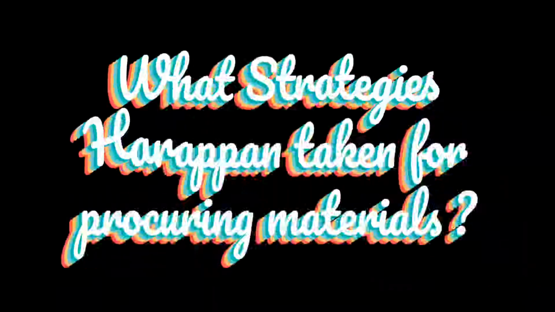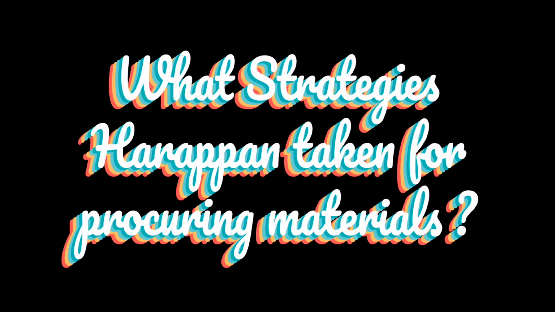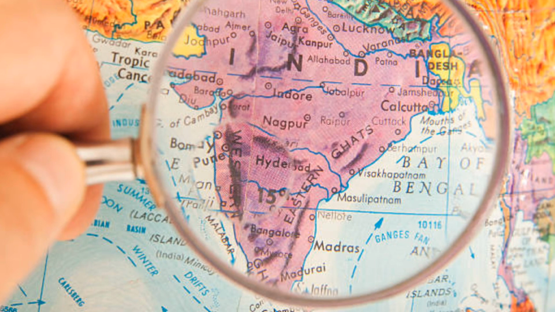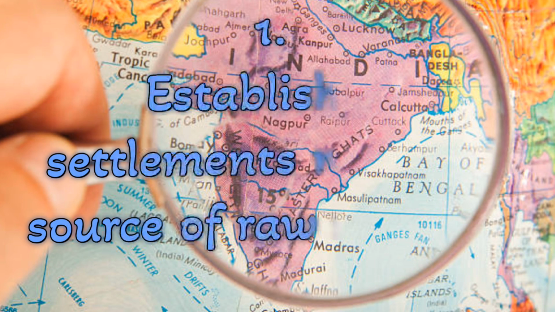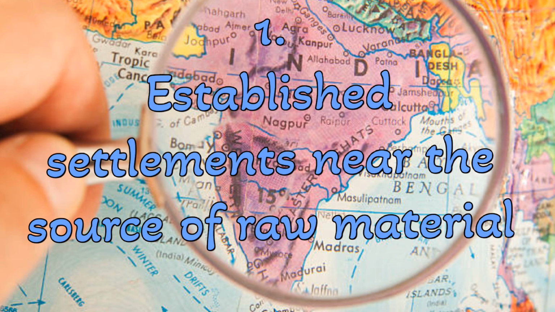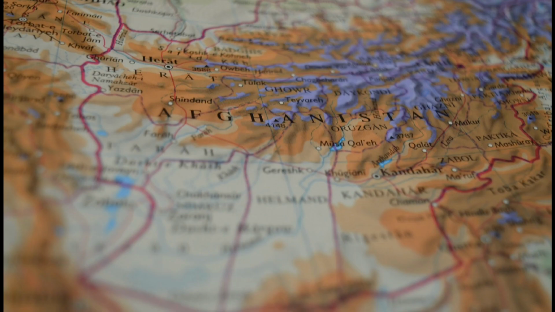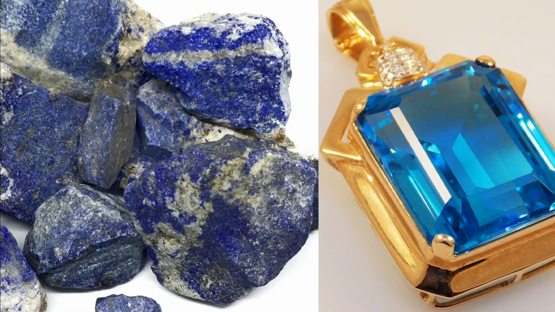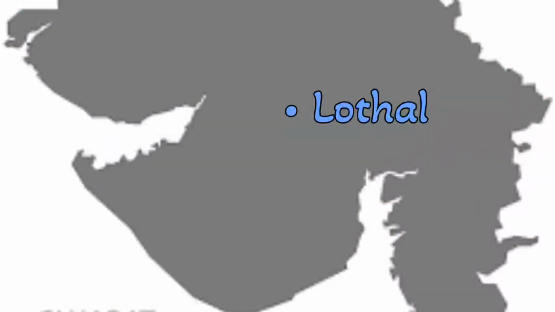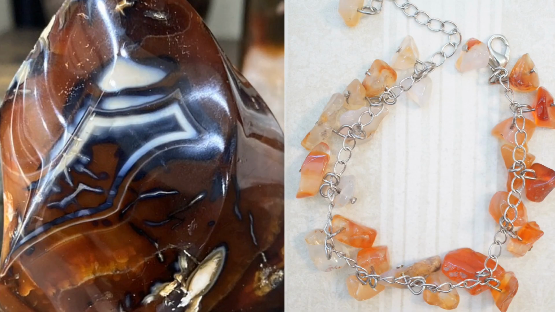What strategies did the Harappans take for procuring raw materials? The first strategy was that they established settlements near the source of raw material, as Nageshwar and Balakot were established near the areas where shell was available. Shortughai was the best source of the very high-valued blue stone lapis lazuli. Lothal was near the source of carnelian.